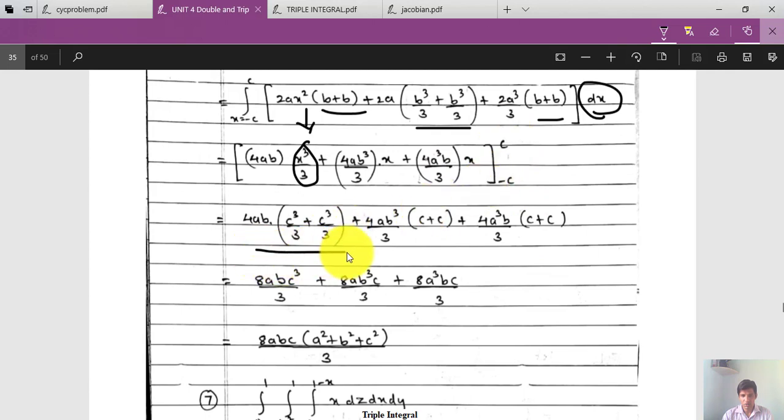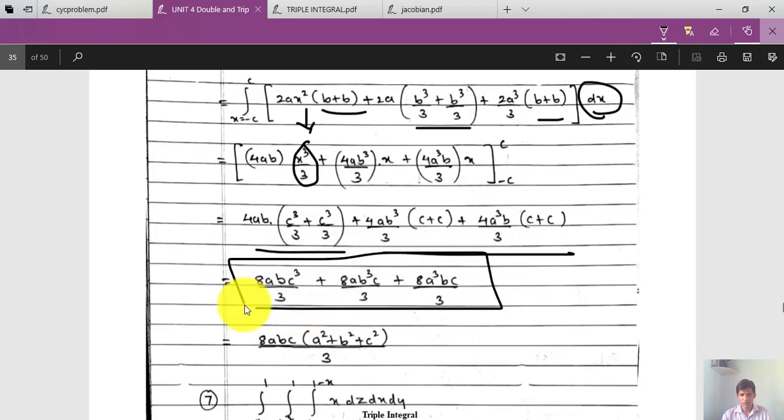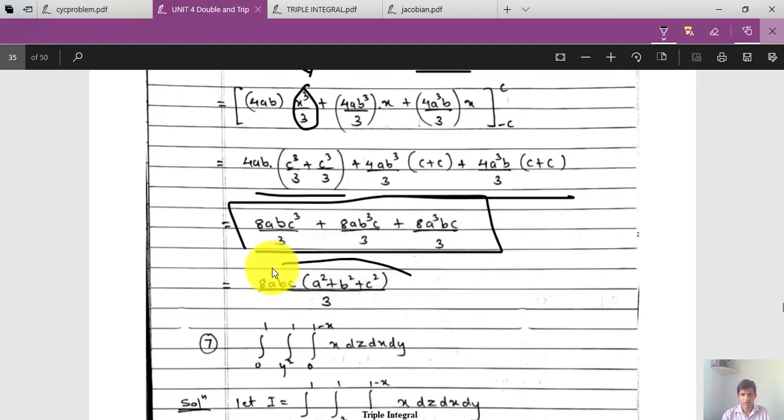So this turns out to be 4ab c cube by 3 plus 4ab cube divided by 3 into c plus c. After evaluation of this you get 8abc cube divided by 3 plus 8ab cube c divided by 3 and 8a cube bc divided by 3. Finally taking 8abc common outside, inside I have a square plus b square plus c square, and this turns out to be a solution.